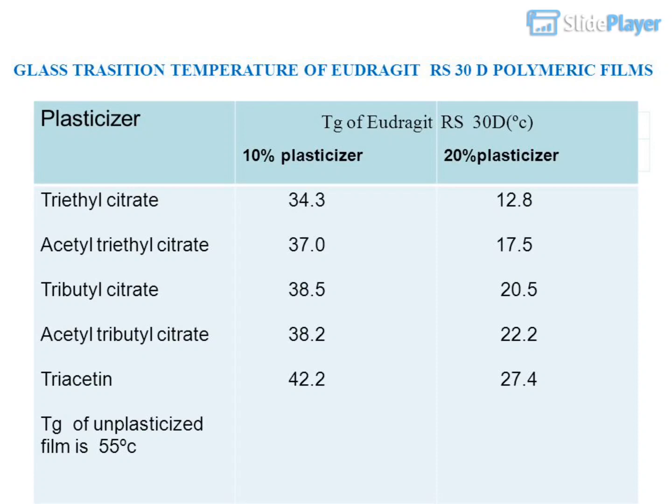34.3, 37.0, 38.5, 38.2, 42.2, 12.8, 17.5, 20.5, 22.2, 27.4. Tg of Eudragit RS30D in degrees Celsius.